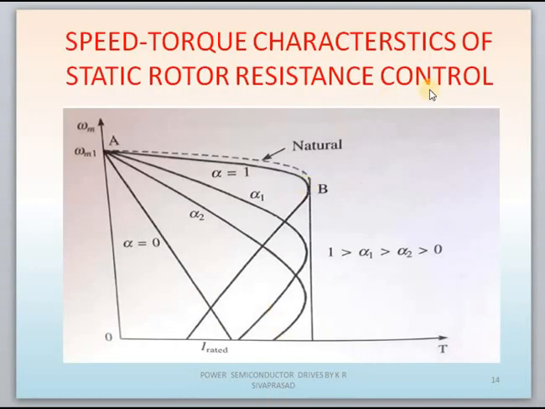And next is the speed torque characteristics of the static rotor resistance control method, obtained by varying the alpha value. Alpha is nothing but the duty cycle, which is varied from 0 to 1. The torque speed characteristics show how the speed is changing. Here, alpha from 0 to 1 gives the minimum value of alpha and the maximum value of alpha, and alpha 1, alpha 2 are different values selected between 0 and 1. The maximum torque will not change here. Always we are trying to maintain the maximum torque with different starting times. Likewise, we can control the speed of the induction motor.